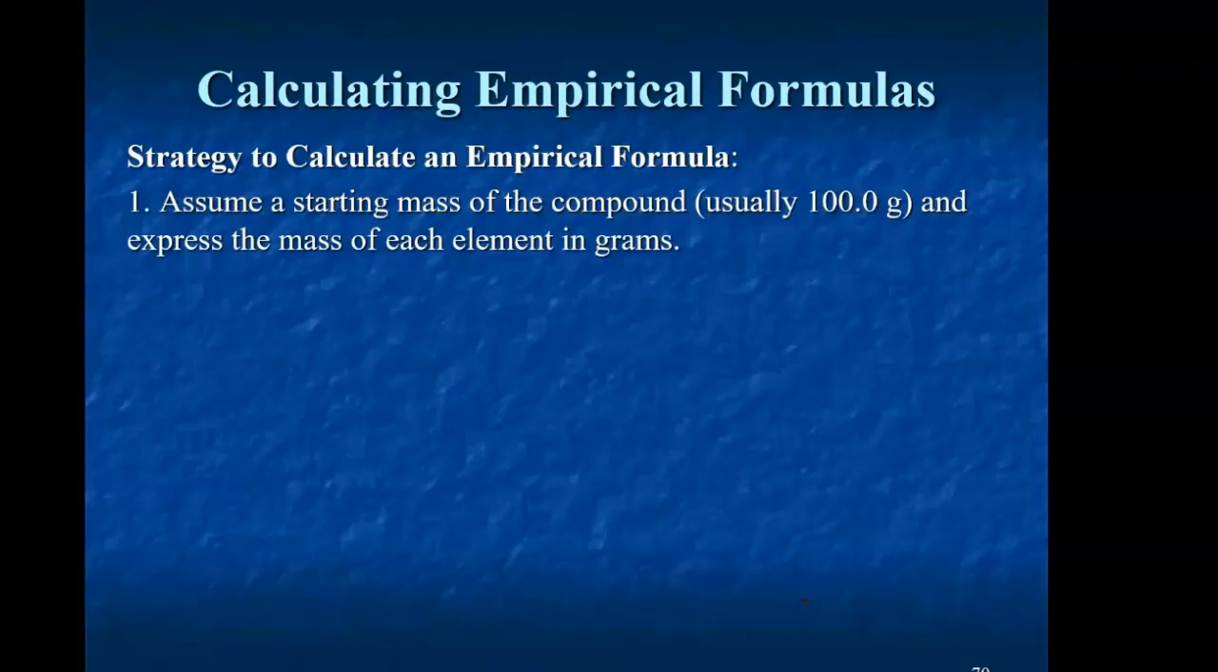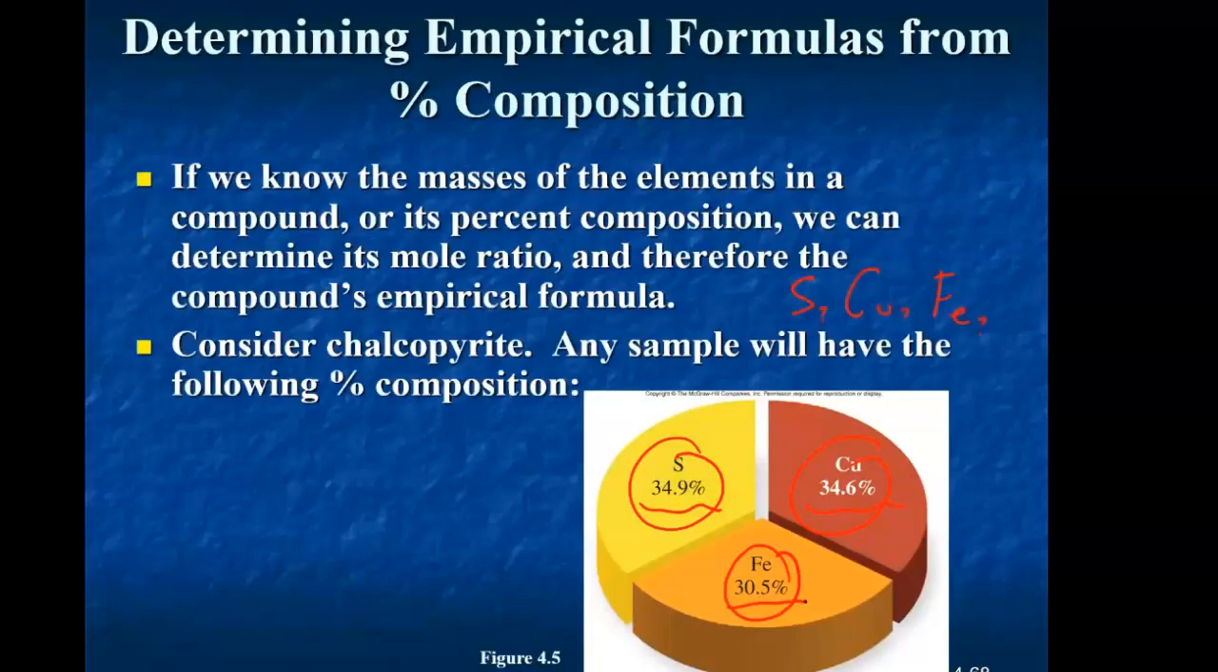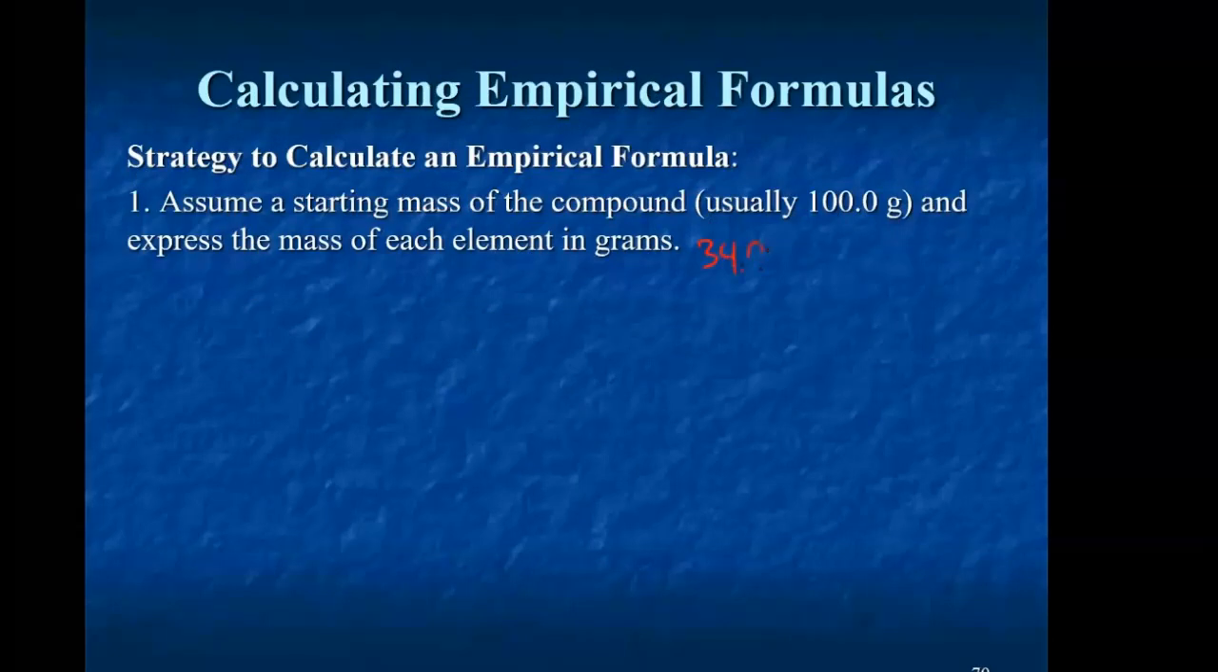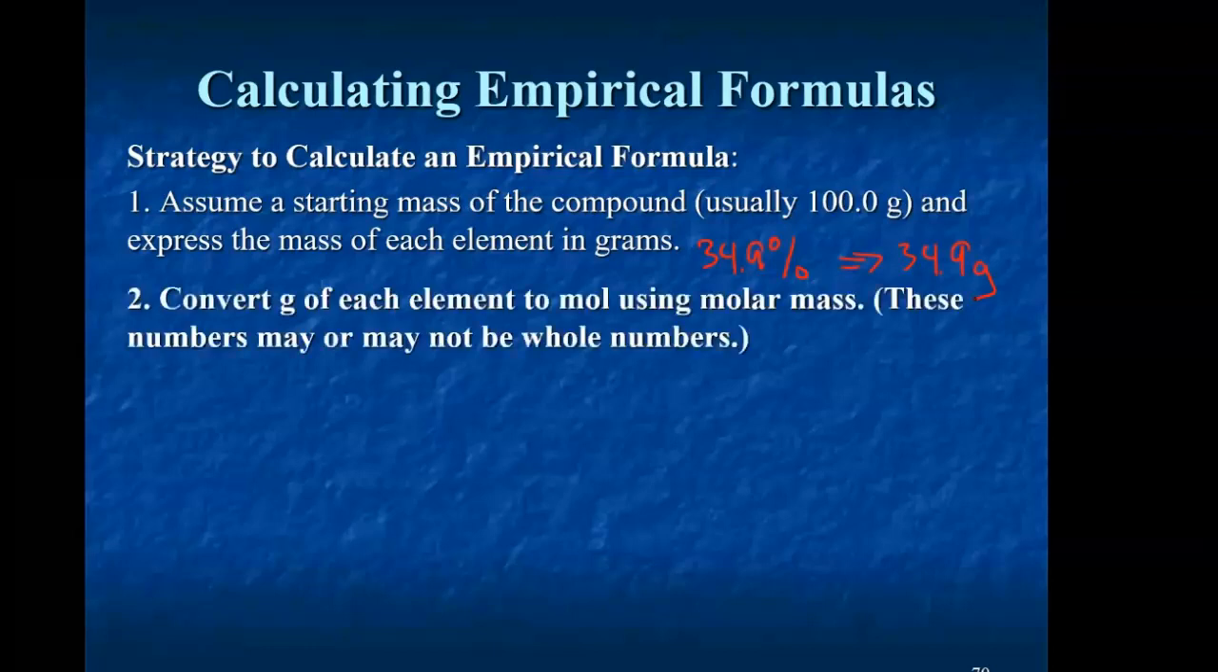So rule 1, if you have a percent, just assume that's grams. So if you have 34.9%, you're going to assume you have 100 grams. So that means you've got 34.9 grams. That's step 1. Assume 100 grams. Step 2, convert grams to moles. We do that using our periodic table.